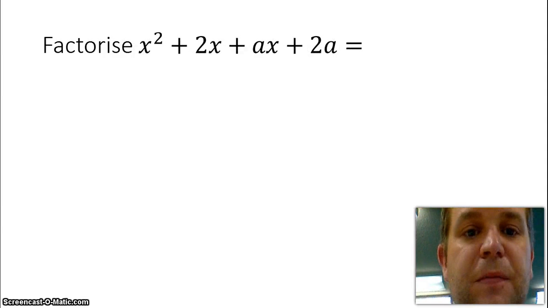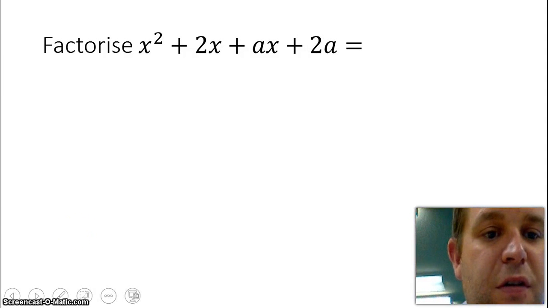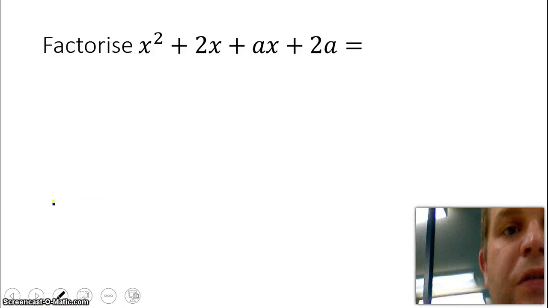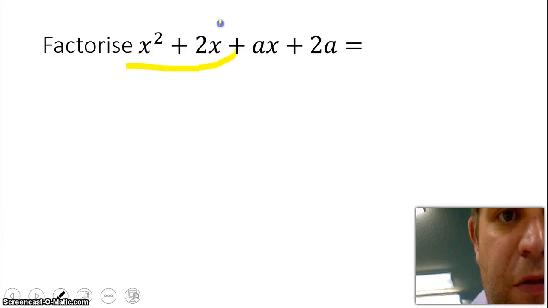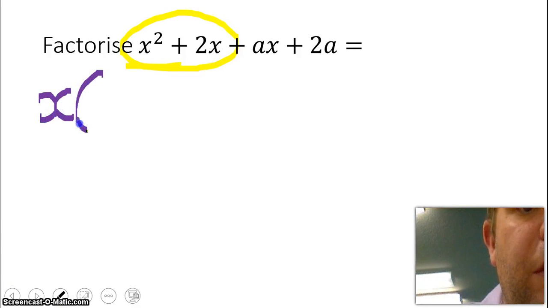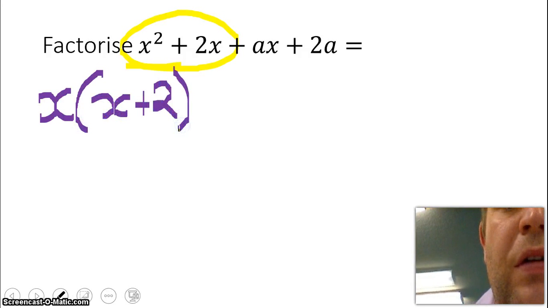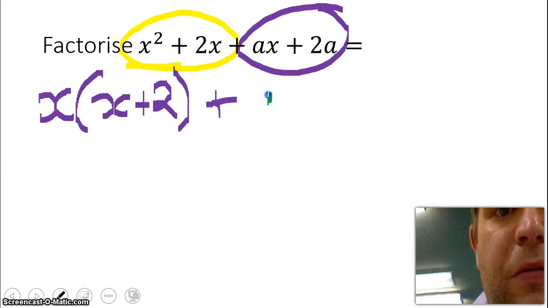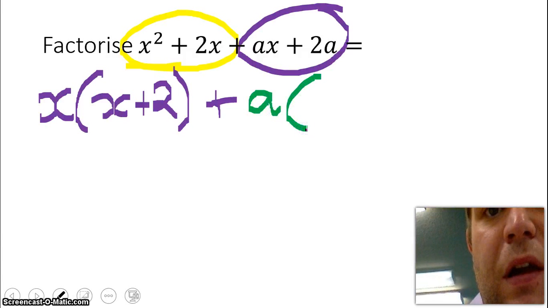So if we got a question like this, trying to factorise this one, we're going to use our highlighter and try to find a common factor with those ones. What we'd find with those two is a common factor of x. So we pull the factor of x out the front, and we end up with x plus 2. Plus we've got our other one, which we're going to do in pretty green. Our common factor is a, and we've got x plus 2.